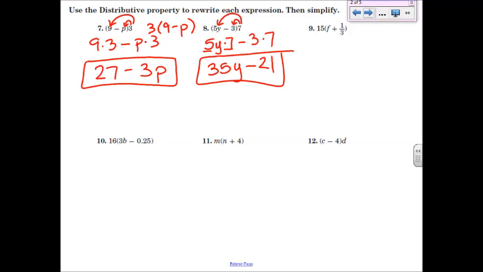In number 9, I have 15 times f and 15 times a third. Fifteen times f just turns out to be 15f. You take out the multiplication sign. That's all you do to make it final. And 15 times a third.